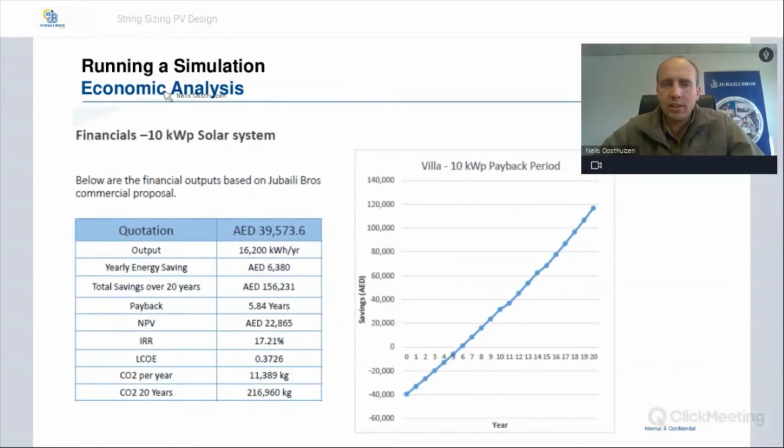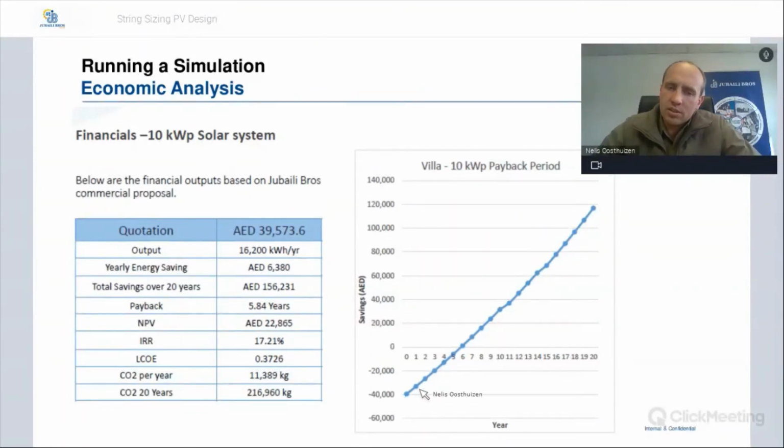So economic analysis, again, that's looking at financials. This system is specifically a 10 kilowatt peak solar system. Below are the financial outputs based on Jubaili Bros commercial proposal. This quotation would be the total quote or the total cost of the system. This output would be based on the simulation of the software, saying this is how many units you would get per year, 17,200. Yearly energy saving would be AED 6,380. Total savings over 20 years, payback period 5.84 years. So this is just all the financial or economic analysis that's available in it.